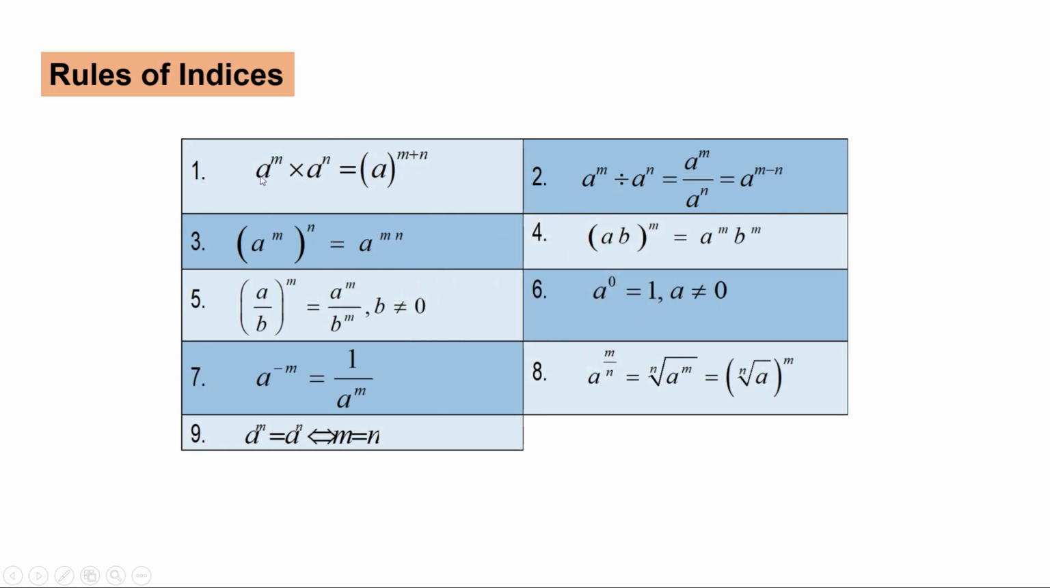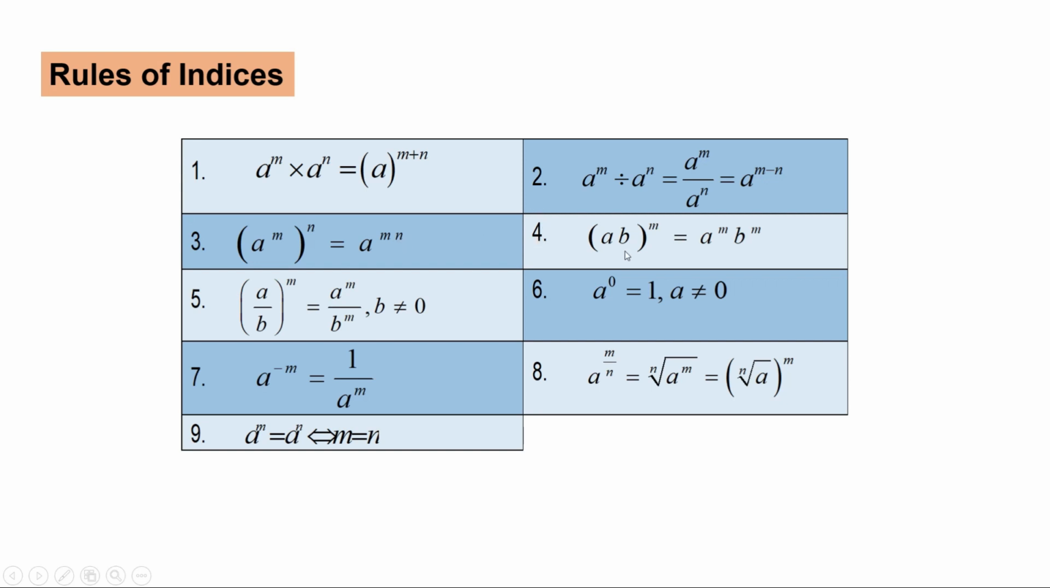Number 1, a^m times a^n equals a^(m+n). Number 2, a^m divided by a^n equals a^(m-n). Number 3, (a^m)^n equals a^(m×n).